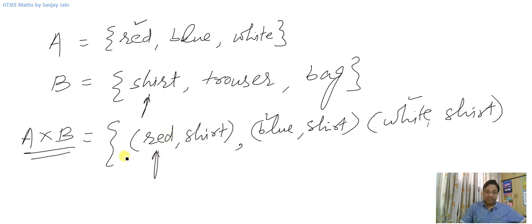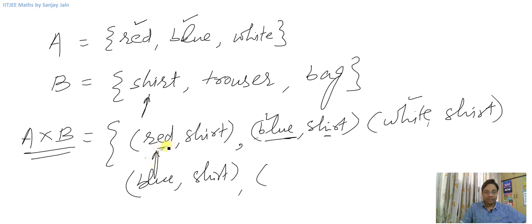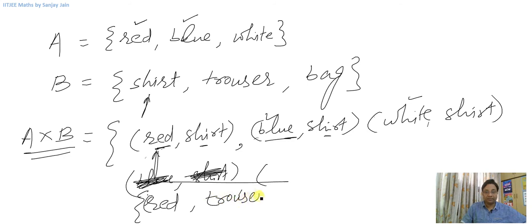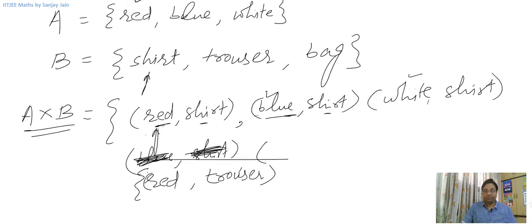And what else can I take? I can take first entry as blue and then second entry as shirt, I can take blue shirt. I've already taken, right? So I've taken the first entry as red and second entry as shirt already. So let me change this entry, I'll take now red from the first set and then I'll take trouser now, right? So you have to make all the ordered pairs that are possible.